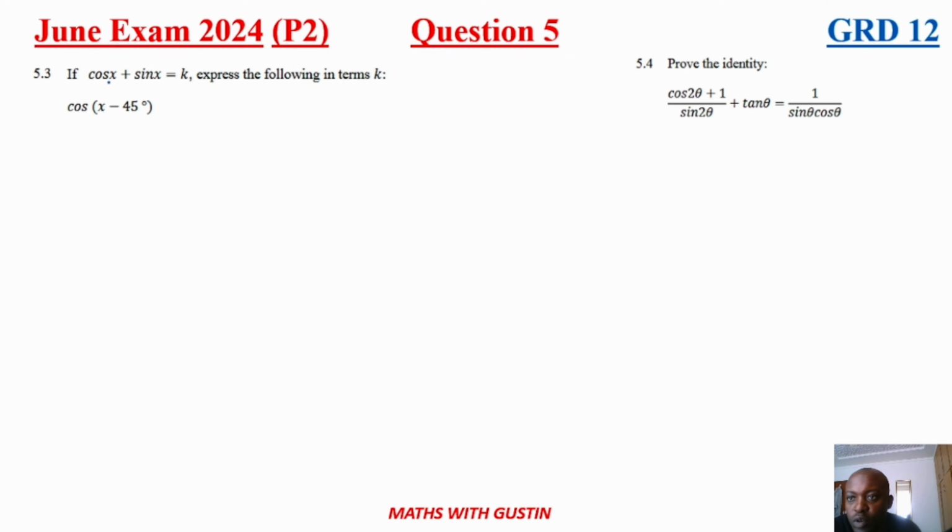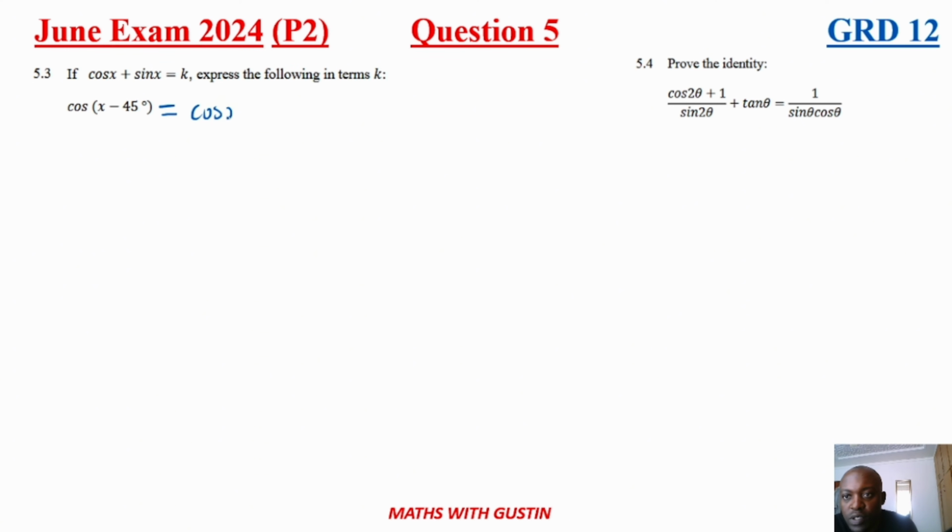5.3, if cos x plus sine x is equal to k, express the following in terms of k. I think this is simple and straightforward, guys. Double angles. So what we have to do is come here and expand this.